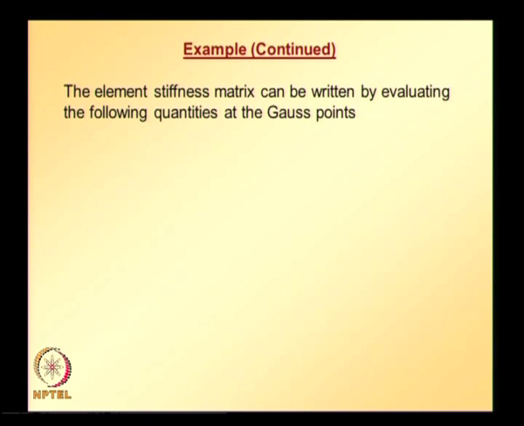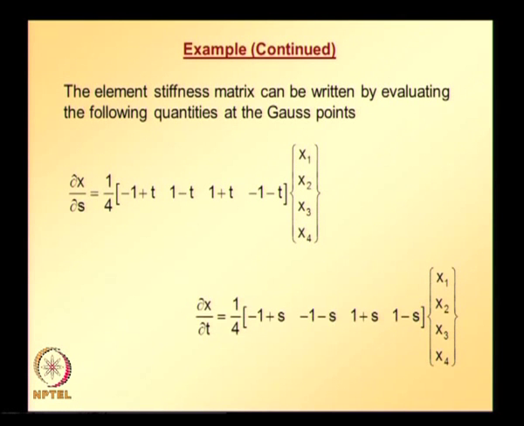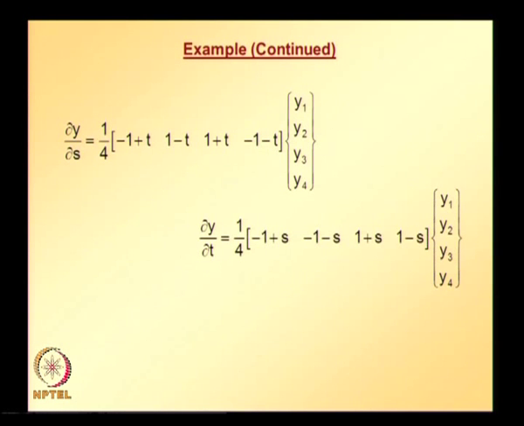The element stiffness matrix can be written by evaluating the following quantities at Gauss points. Since we are now adopting a 4-node quadrilateral element, we need to use the 4-node parent element shape functions and find the partial derivatives of x with respect to s, x with respect to t, y with respect to s, and y with respect to t. After that we can easily find the determinant of J.